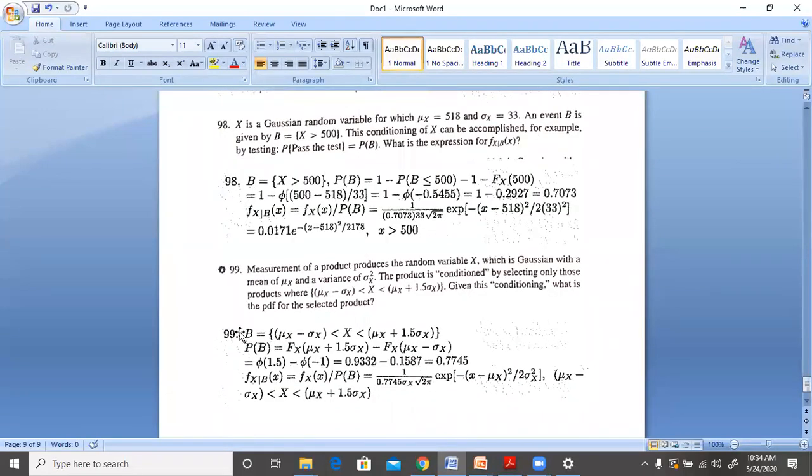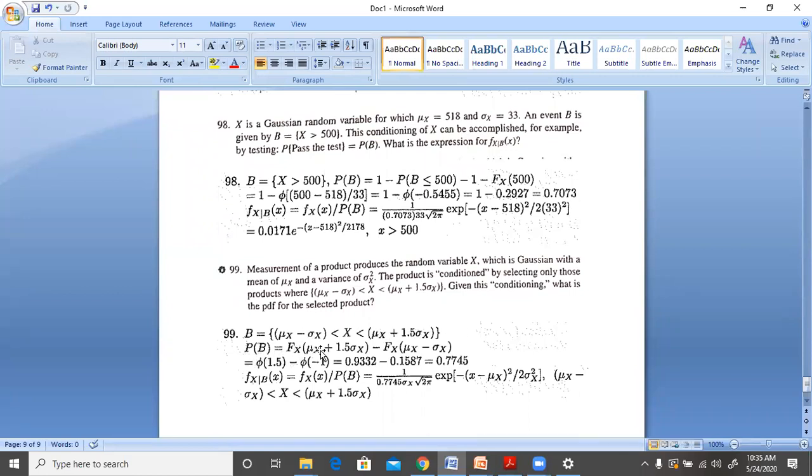Then we come to 99. Measurement of a product produces the random variable x, which is Gaussian with mean mu x and variance sigma x square. The product is conditioned by selecting only those products where mu x minus sigma x is less than x less than mu x plus 1.5 sigma x. So given this conditioning, what is the PDF for the selected product? So the condition is b equal to mu x minus sigma x less than x less than mu x plus 1.5 sigma x.